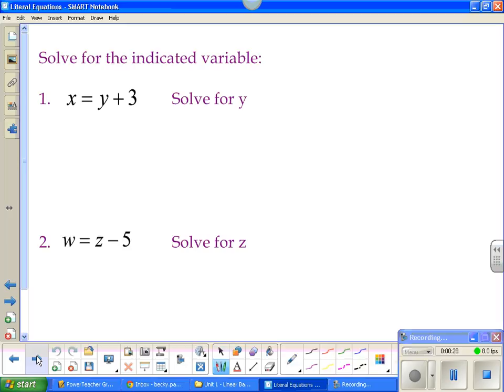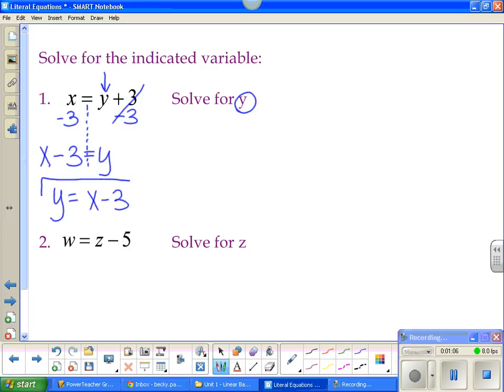So if we look at number 1, it tells us to solve for y. So my job is to get y by itself. Okay, so if I look, here's my little wall, and here's my y. So I have to ask what's with my y on that side of the wall, and the answer is a positive 3. So it's y plus 3. So to move that 3 away, I'm going to subtract 3 from both sides. Now on the left-hand side, I can't actually subtract a 3 from an x, so I just write x minus 3. And then on the right-hand side, I just have a y left. So my answer is y equals x minus 3. I have gotten y by itself.